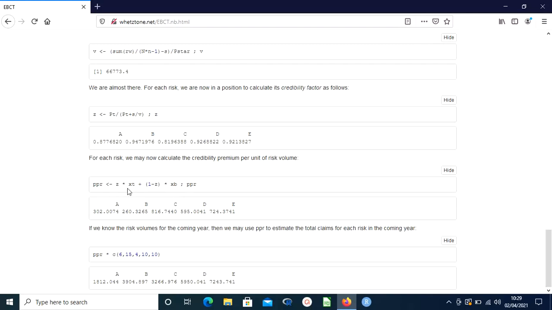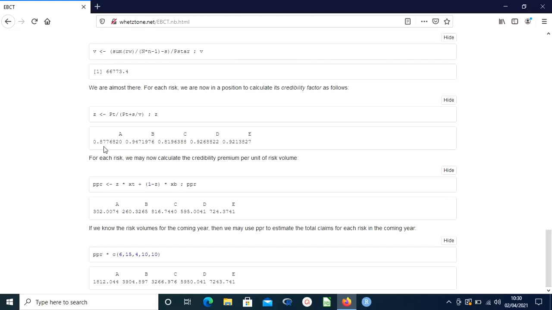So now for each risk, we can now calculate the credibility premium per unit of risk volume. We call that PPR. And that's equal to Z times XT plus 1 minus Z times XB. Now you should hopefully recognize that as a weighted average, because this Z value for each risk tells us how much weighting we should give to the data for A versus the global data.